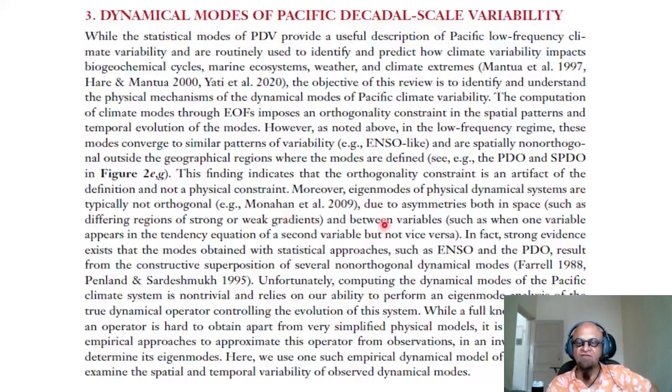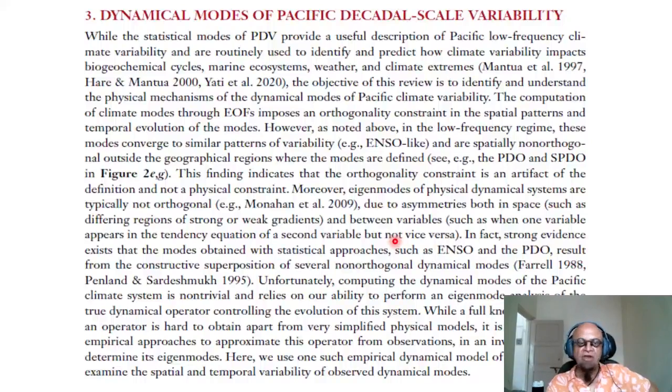Moreover, eigenmodes of physical dynamical systems are typically not orthogonal due to asymmetries both in space, such as the differing regions of strong or weak gradients, and between variables, such as when one variable appears in the tendency equation of a second variable but not vice versa. So there are asymmetries in that sense.